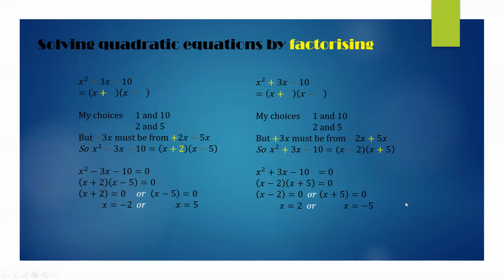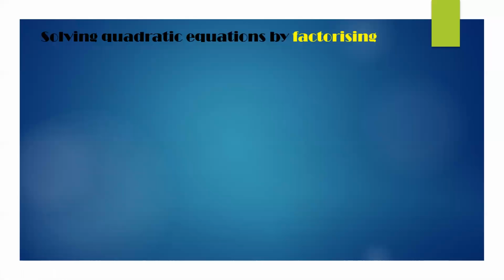Basically, we have 4 types of factorizing when you have both plus plus, minus minus, plus minus, and minus plus. You have 4 types on here. Okay. Next one, let's see some more examples.